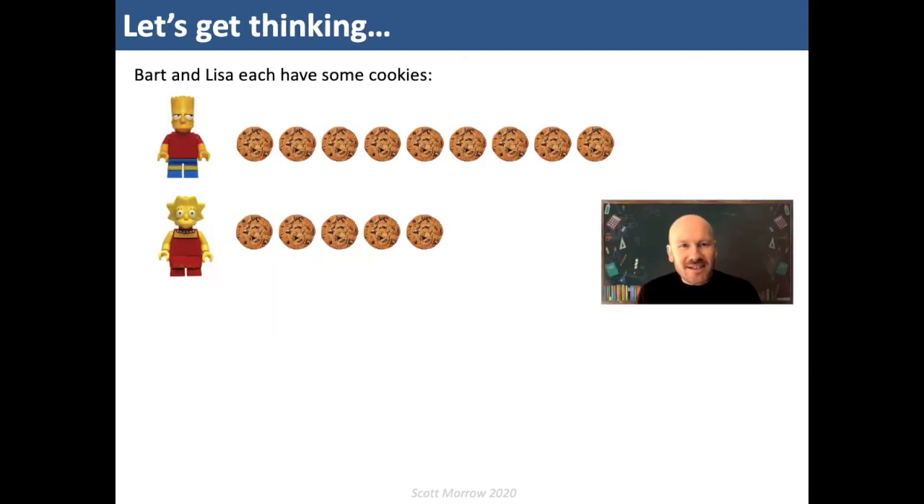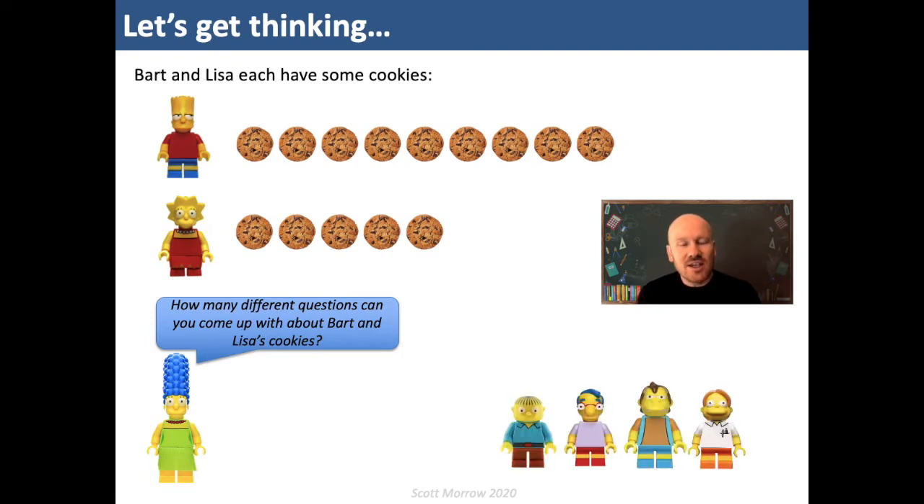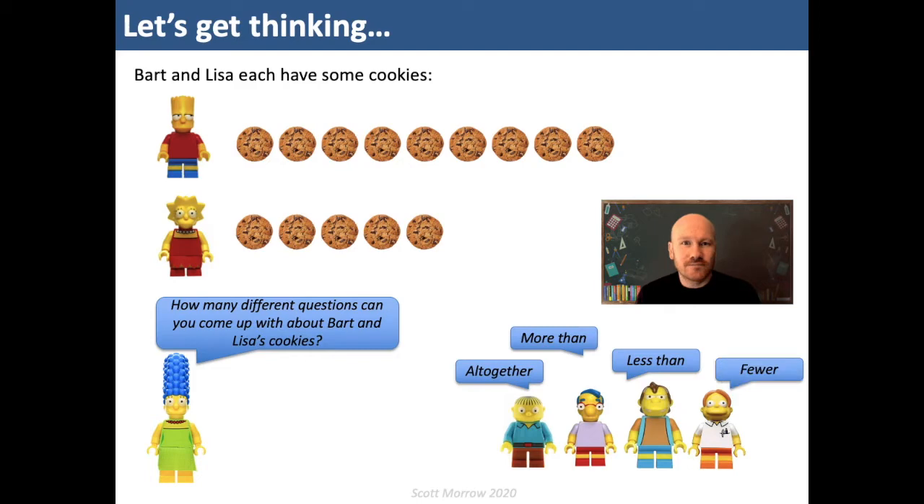To begin with, let's get thinking. Here we've got Bart and Lisa and they've got some cookies. And Marge is asking, how many different questions can you come up with about Bart and Lisa's cookies? I'd like you to take a few minutes to come up with as many questions as you can with your partner and then ask those questions for others to answer. You might want to use words like altogether, more than, less than, fewer, or any other words you can think of to help create those questions.